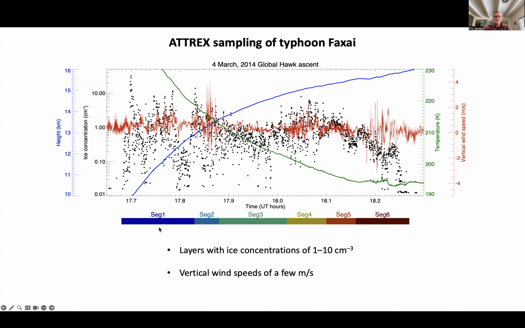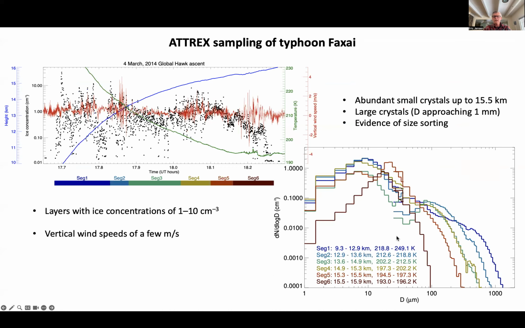And I've picked various segments along here, shown in this color bar below, to show the size distributions. And going to that next. On the lower right here are the size distributions in these different segments, going up through the cloud, with the blues being the lower part of the cloud, and the reds and dark and black being the upper part of the cloud. And you see this clear size sorting where you have larger crystals in the lower part of the cloud, and then you lose those as you go up.